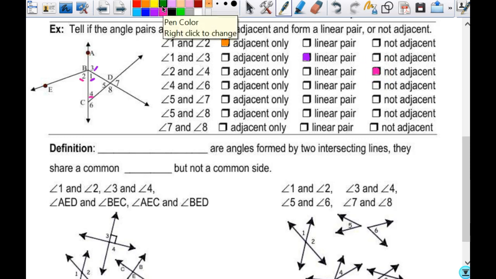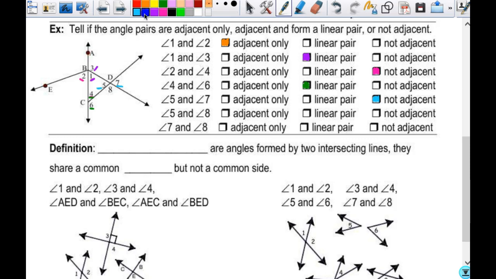Alrighty, so then we're looking at 4 and 6. Are they adjacent? Yes. Linear pair? Yes. Okay. Then 5 and 7, adjacent? They share a vertex. Do they share a side? No. So they're stuck together, but they're not adjacent, which means they can't be a linear pair. Right? So they are not adjacent.